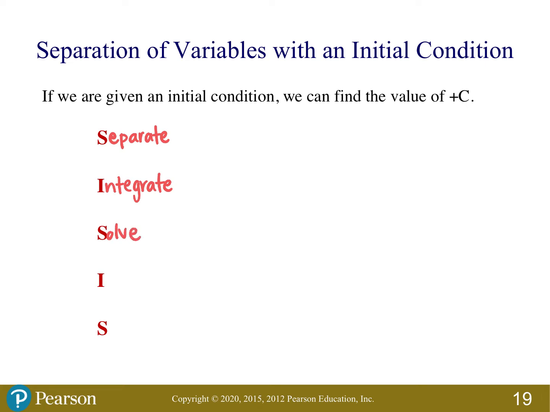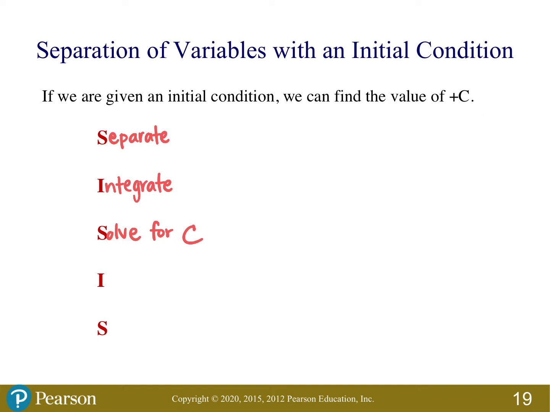All right, then it's solve. But what we solve for, we're going to solve for C before we solve for Y. All right, we're going to solve for C first. So that's going to be the change here, and you can only do this when you have extra values of numbers given. That's called an initial condition.